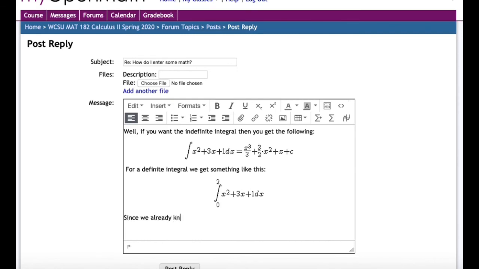Since it's a definite integral, and we already know what the antiderivative is, what we need to do now is plug in our limits of integration. So we can type out what we get when we input 2 into the antiderivative, and subtract off what we get when we input 0, and then when we simplify that, we'll have our solution.